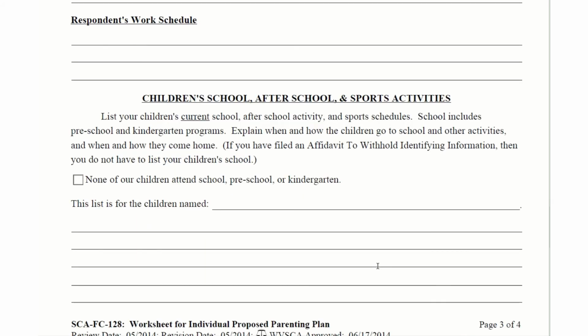And at the bottom of page 3, it asks for information about the children's current school, after school activities, and sports schedules. Schools do include preschool or kindergarten programs, so you would want to fill out here where the children go, what the time of day is that they're at school, when they come home, how they get there. If they're in any after school or sports activities, you'd want to list that, and if they have a regular schedule for practice or other things, you would want to make sure you list all of that here and the name for the kids. And if you need to supplement that with another piece of paper, if you have multiple kids and they're involved in a lot of things, you can put that information on another piece of paper. If none of your kids attend school, preschool, or kindergarten, they're just younger, then you can mark that here.